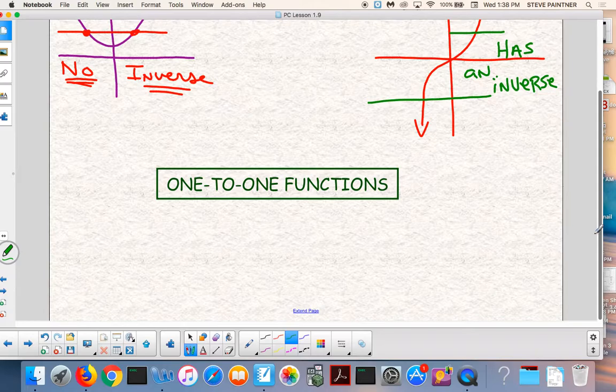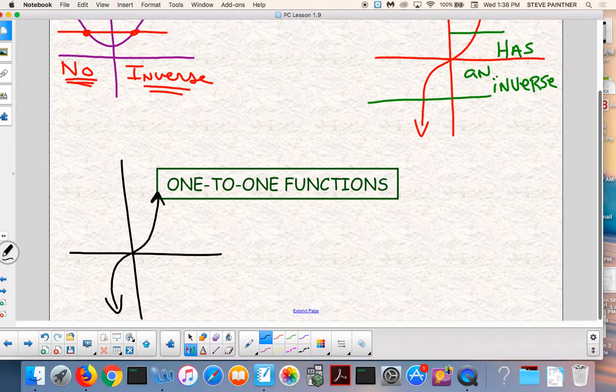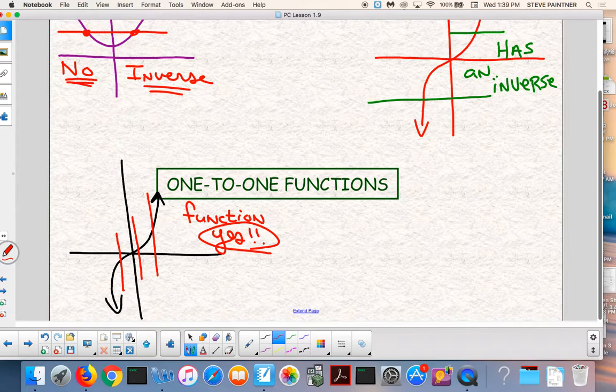So for example, if I look at your cubic function, there's your cubic function, correct? Does your cubic function pass the vertical line test? Because it passed the vertical line test, is this a function? Yes. But it's a one-to-one function. One-to-one means it passes what? Both.